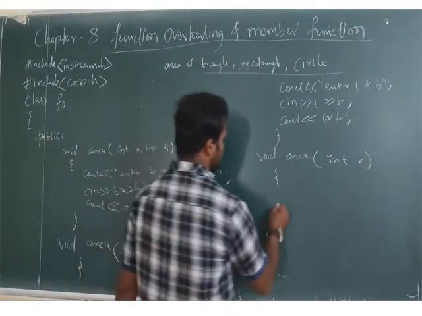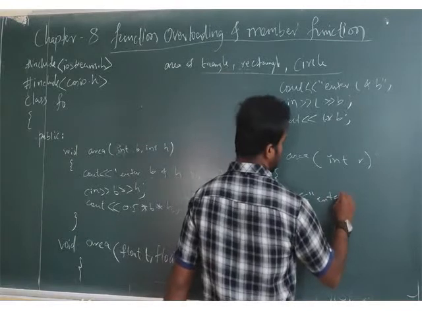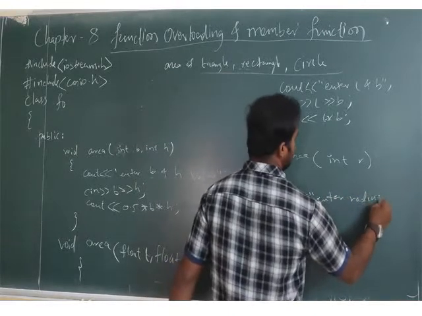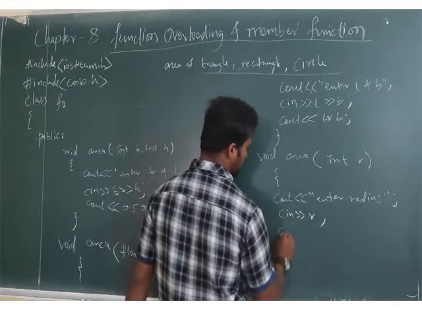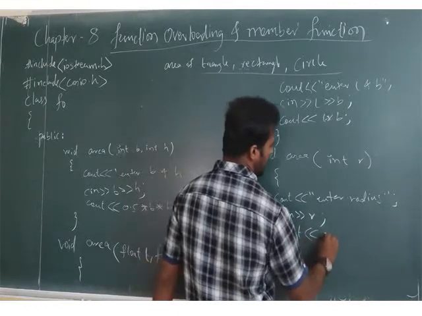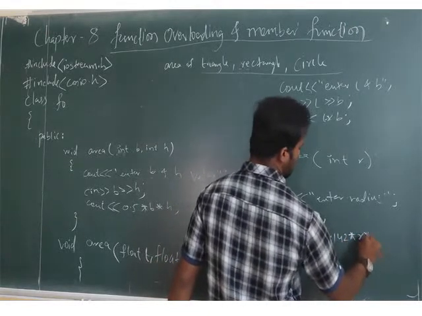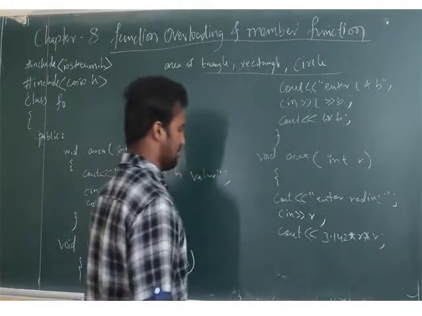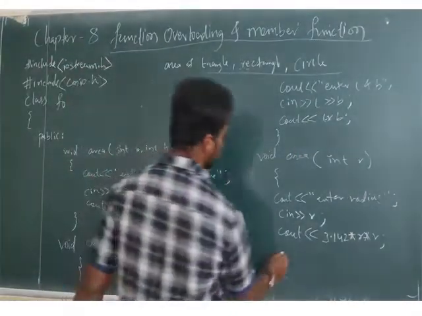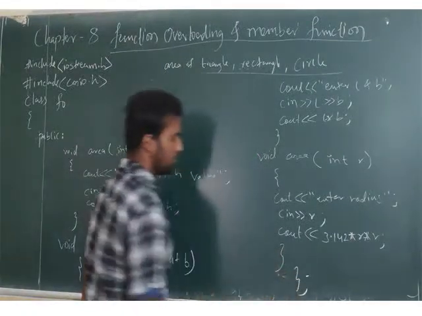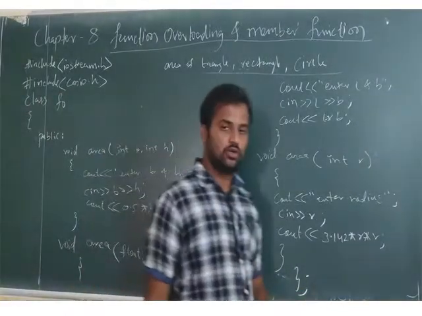If same arguments, different data type. Remember. So here again, enter radius, C in R, pi r square. Right. Close the class. Class here it is closed.